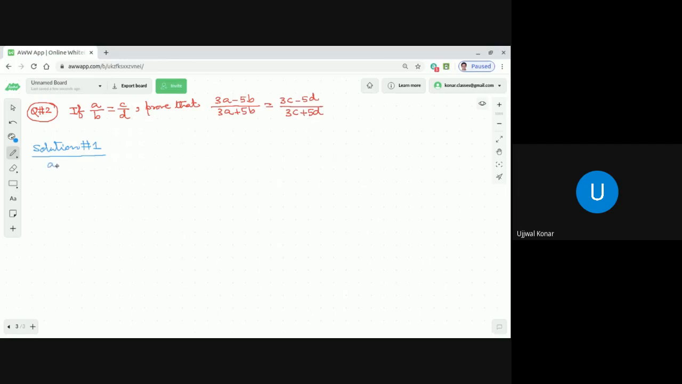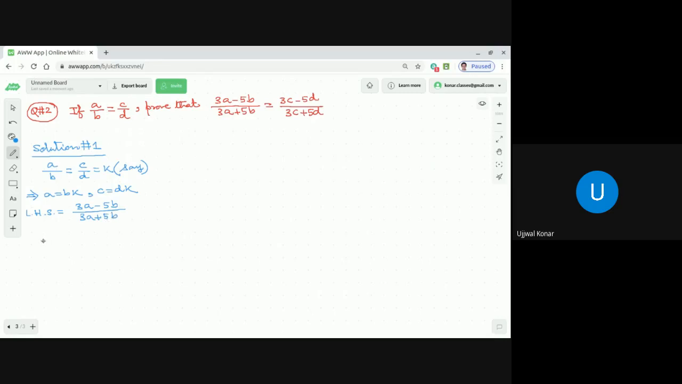What is given? a by b is equal to c by d. So let's assume this is equal to k. This implies a is equal to bk and c is equal to dk. Now let us evaluate the left hand side. Left hand side is equal to (3a minus 5b) divided by (3a plus 5b).